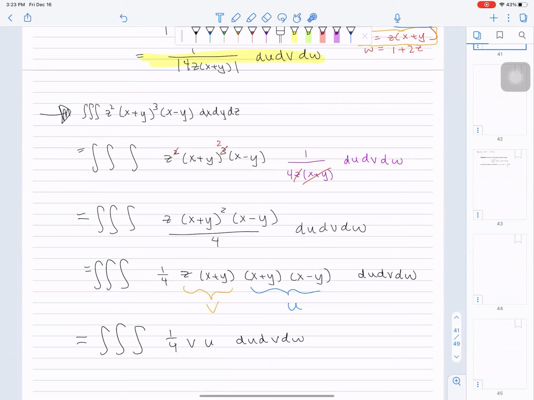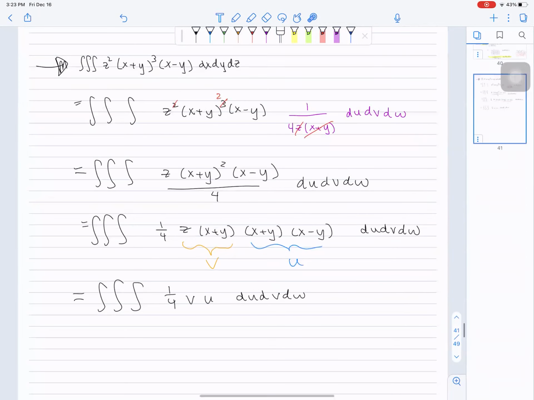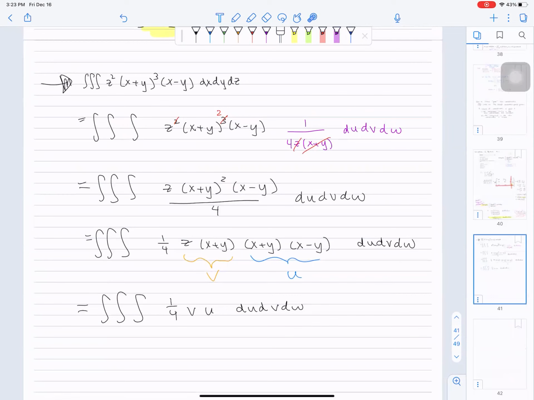And if they gave you bounds, you would change the bounds to use u's, v's and w's. Any questions on that? Yeah, it's fine. The question is whether it's okay to not use w when doing u-substitution. It's okay that we don't have a w here. You don't need all your variables. The only thing you have to do is rewrite this so that you don't have any x's, y's, or z's.